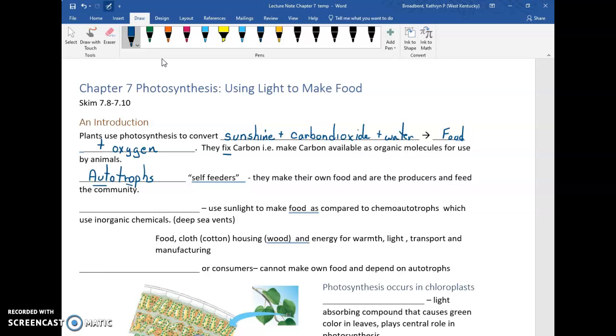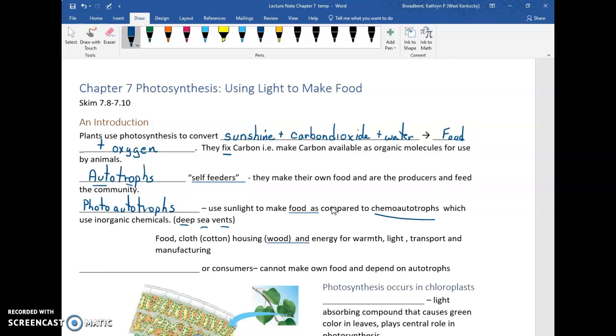They feed the community. Now there are two types of autotrophs. We have photoautotrophs. These are the plants that use sunlight to make food. So corn, beans, the tree outside your window, the grass, are all photoautotrophs. There are also organisms called chemoautotrophs, and they use chemicals as their food, and you find them on deep sea vents. So not everything is sunlight based.